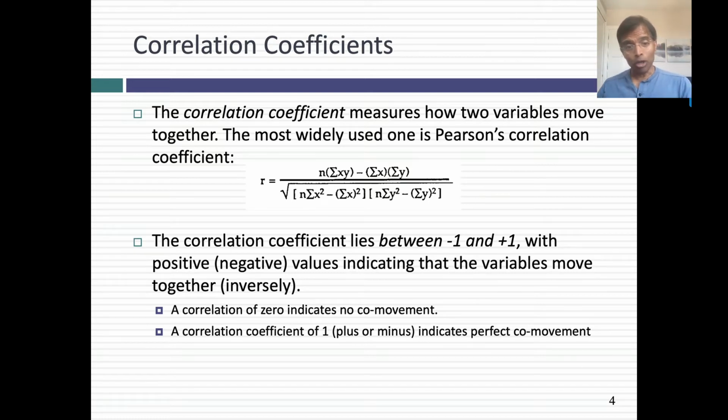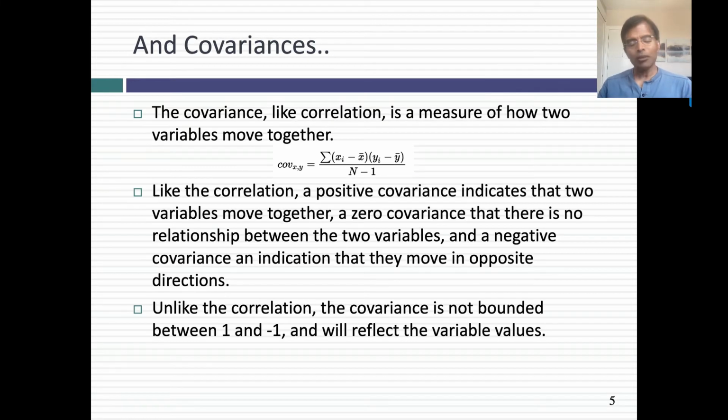And of course, if you have positive correlation coefficients, you have two variables that move together. You have negative correlation coefficients, they move in opposite directions. So one standard measure of two variables moving together is a correlation coefficient. There's a second measure of co-movement called the covariance.